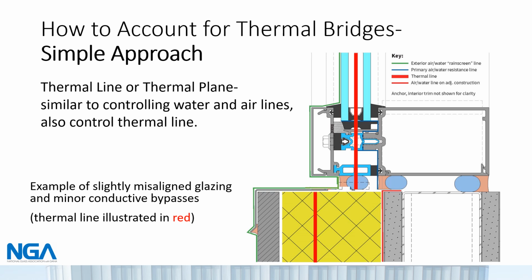For the simple approach, when looking at details at the window and wall interface, many designers are used to the idea of drawing and looking for a continuous water control line and air leakage control line. The same concept can be applied to thermal bridging by looking for a continuous thermal line. The architectural drawings typically represent the vision of the design team for the exterior cladding. Most notably, the elevations and sections indicate where the glazing system framing members are to be located, the size and type of glazing infills, etc.